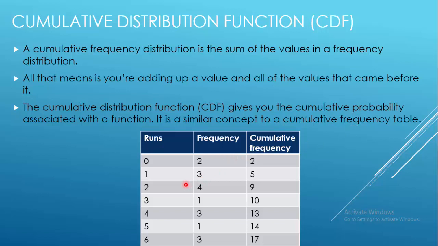So, for example, here you can see how we get this cumulative frequency. Here the frequency is 2, here the frequency is 3, but cumulative frequency over here is 5 because 3 plus 2 is 5. And here the frequency is 4, but cumulative frequency is 9. 4 plus 5 is equal to 9, 1 plus 9 is equal to 10, 3 plus 10 is equal to 13, and so forth. So that's how we get this cumulative frequency.